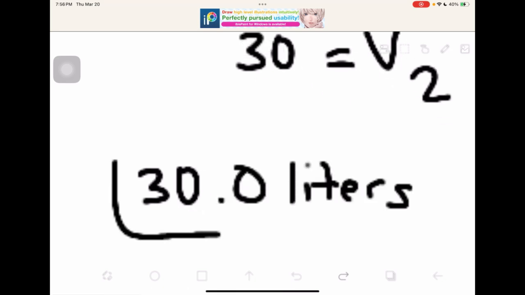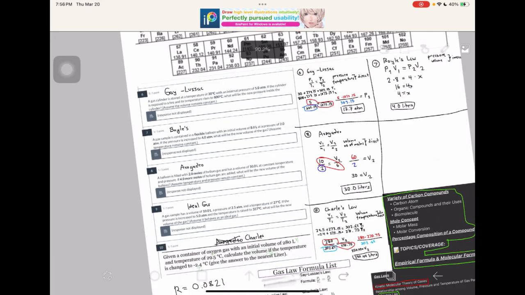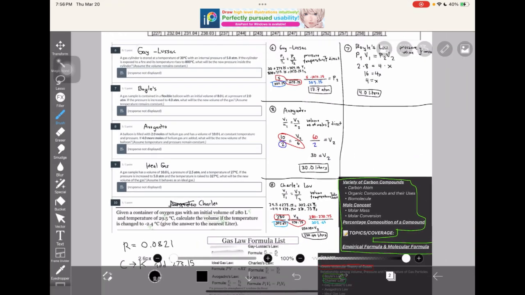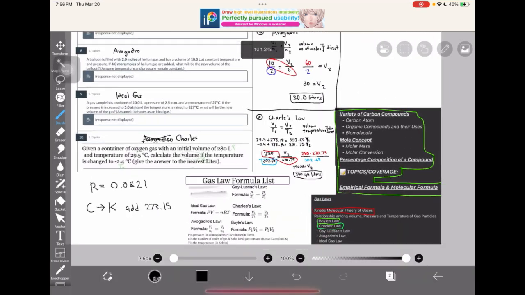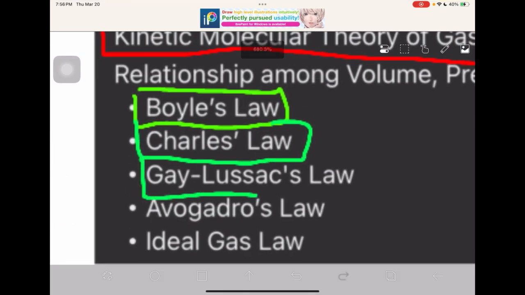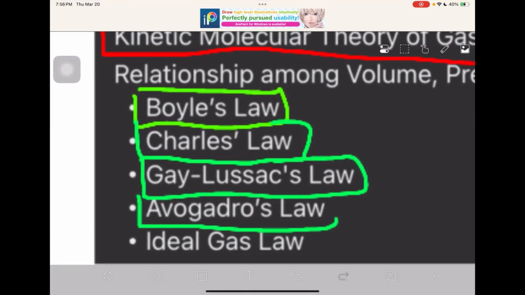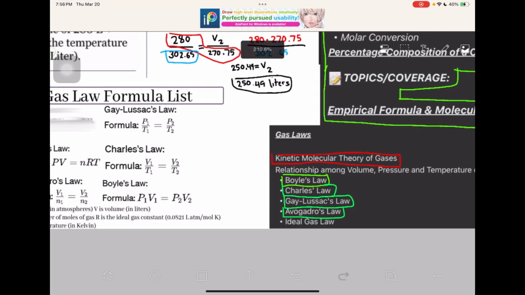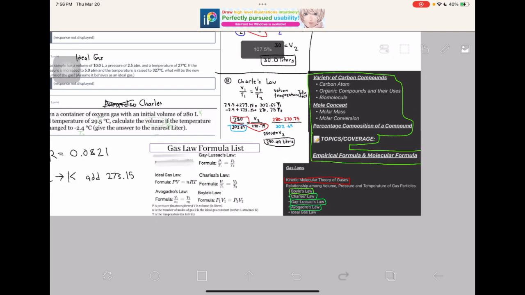Very good. And it's now time for the final one. Ooh, I got so distracted I forgot to box. I almost forgot to box Avogadro's, and I forgot to box Gay-Lussac's. Okay, one last. Here we go.